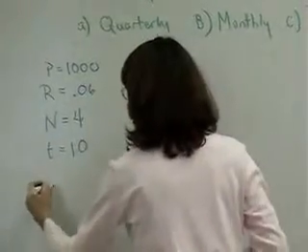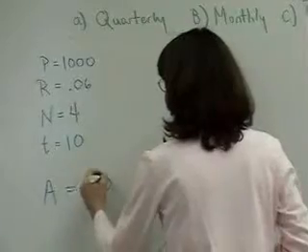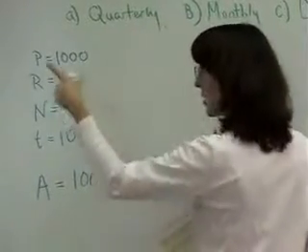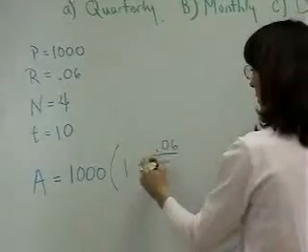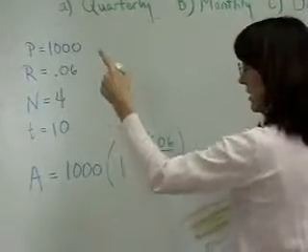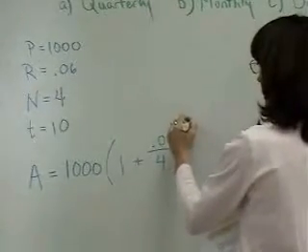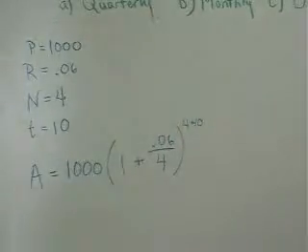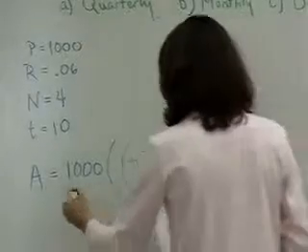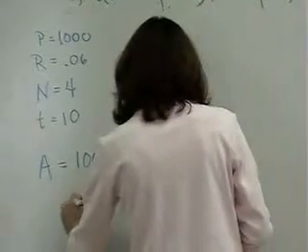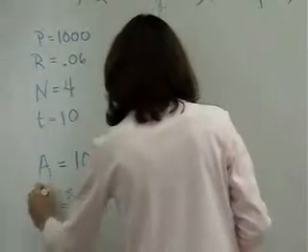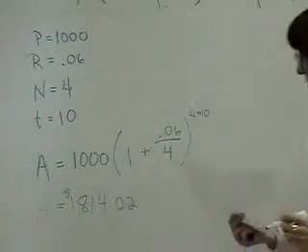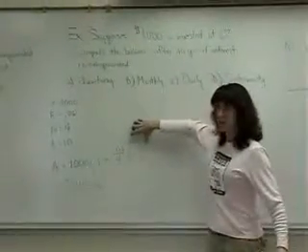Okay, so our amount is equal to 1,000 times 1 plus R over N, so that's 0.06 over 4, raised to the NT, so that would be 4 times 10. Okay, put that in your calculator, make sure that you can get the right answer, and the right answer is $1,814.02.